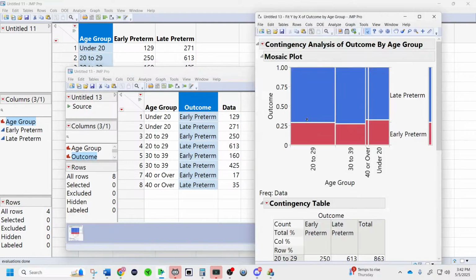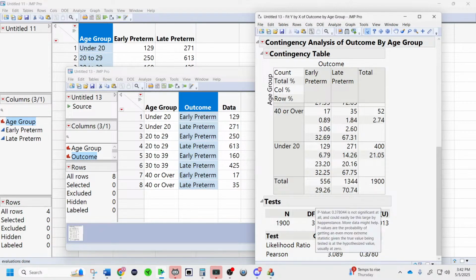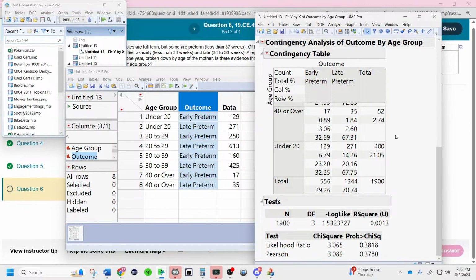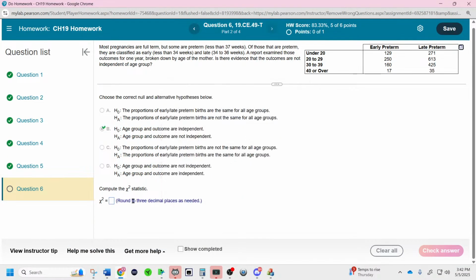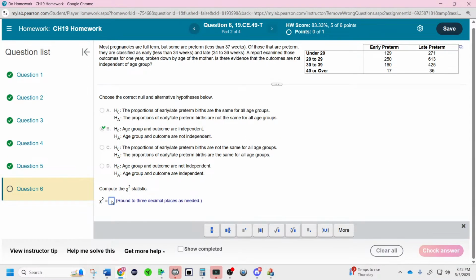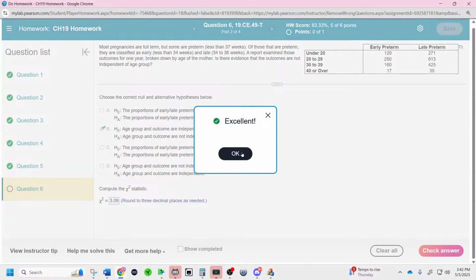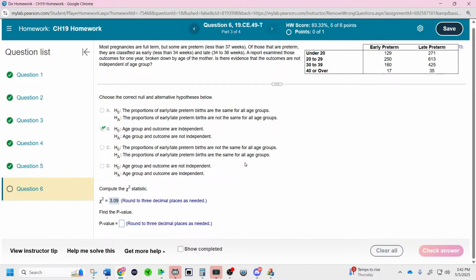Let's click OK. Looks like no. Looks like about the same late term and early term, and the p-value is very high. And there's the chi-squared of 3.09. It probably rounds to that. It worked. So find the p-value.